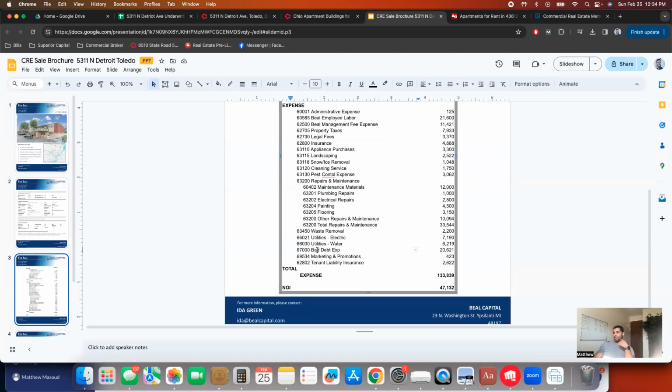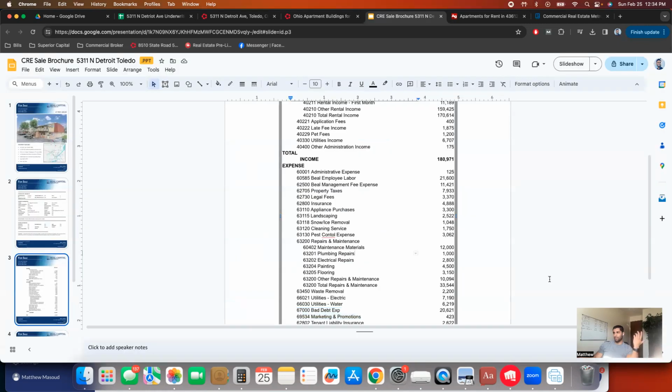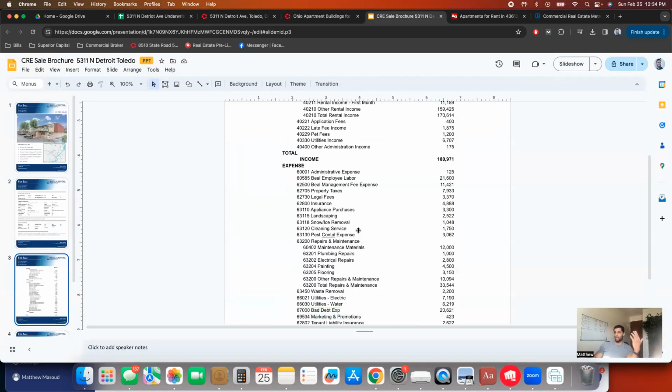Okay, so it looks like they have a decent amount of bad debt on the property. So I'm assuming it's some kind of hard money lender that they have on the property, where they're spending a lot of money in interest every month. Okay, they have employees, that's quite a bit. So they have employees and management.